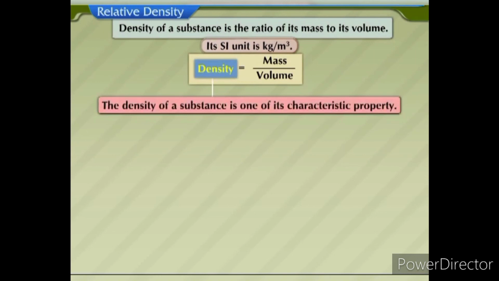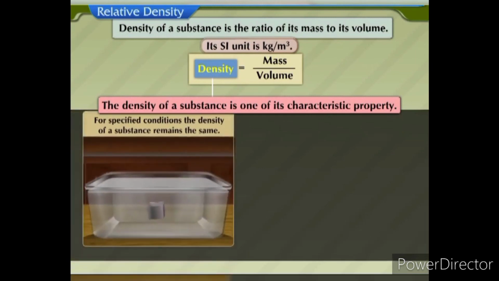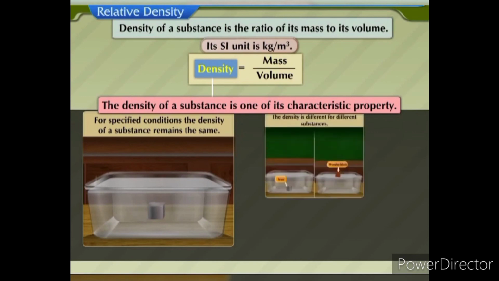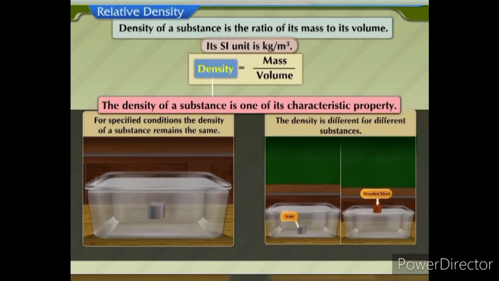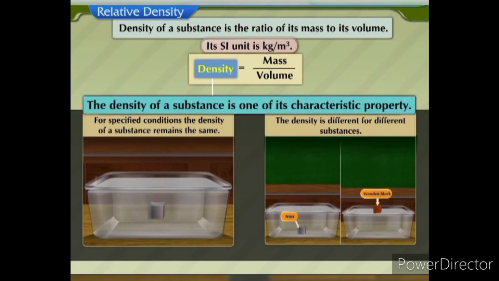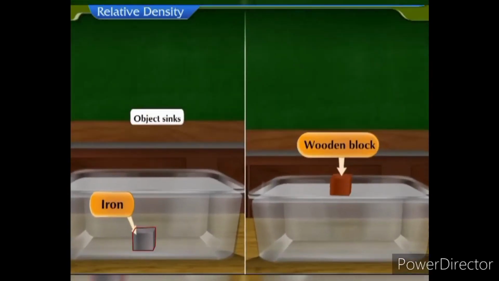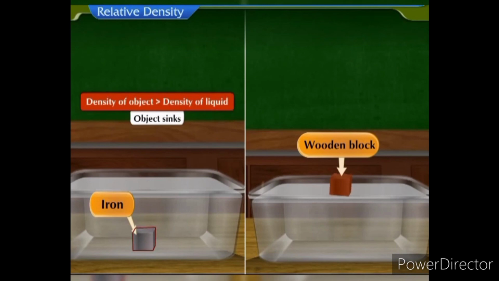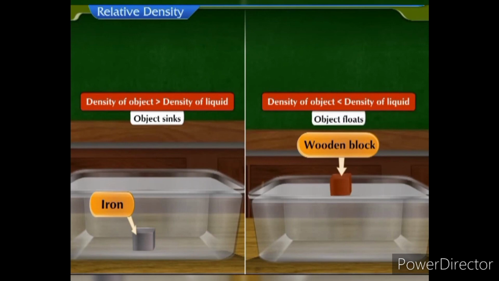The density of a substance is one of its characteristic properties. For specified conditions, the density of a substance remains the same. It is different for different substances. The density of a substance is useful to determine its purity. An object sinks in a liquid if its density is more than the liquid, while if the density of an object is less than the density of the liquid, it floats.